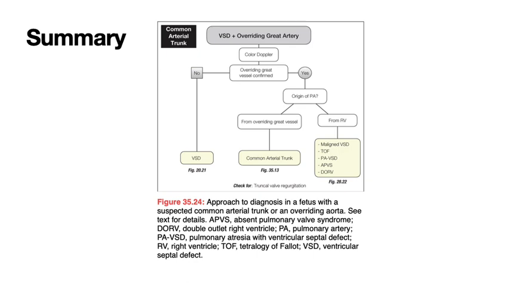So the summary at the end of the chapter is the thing that prompts you to think about this: a ventricular septal defect with a large overriding great artery. You can see that in several other things as well, but if you see a very large vessel and it's overriding the septum, think of a common arterial trunk.